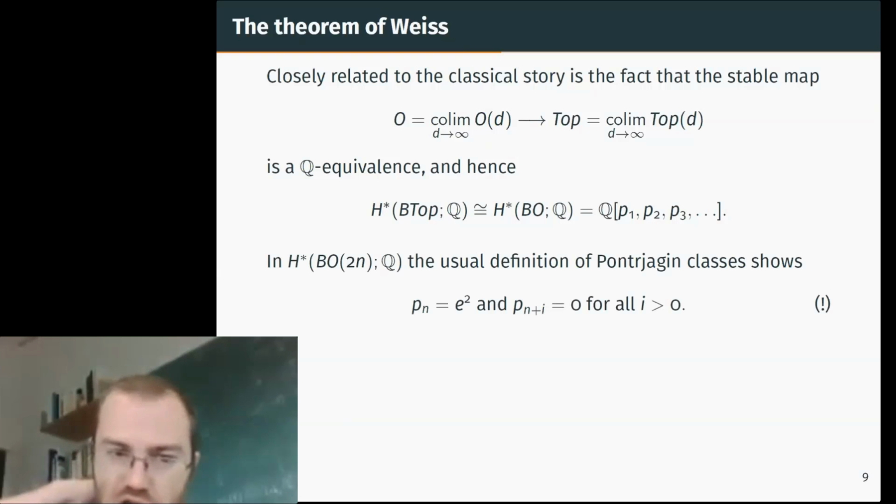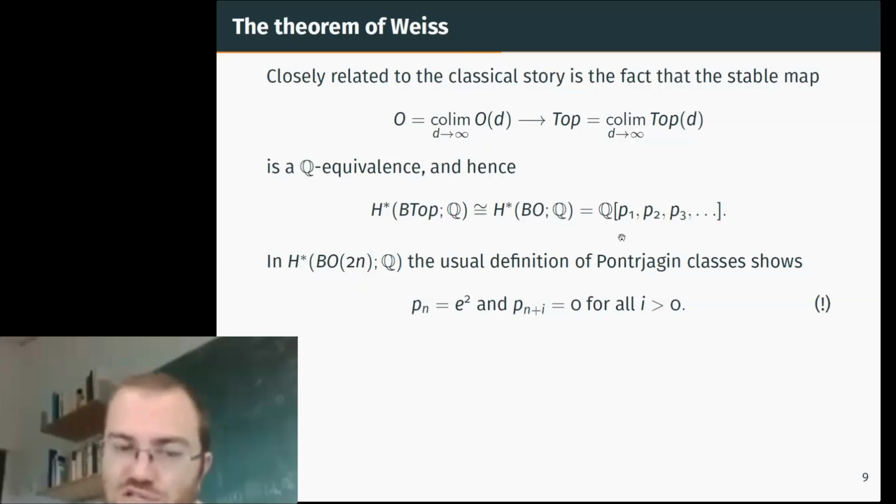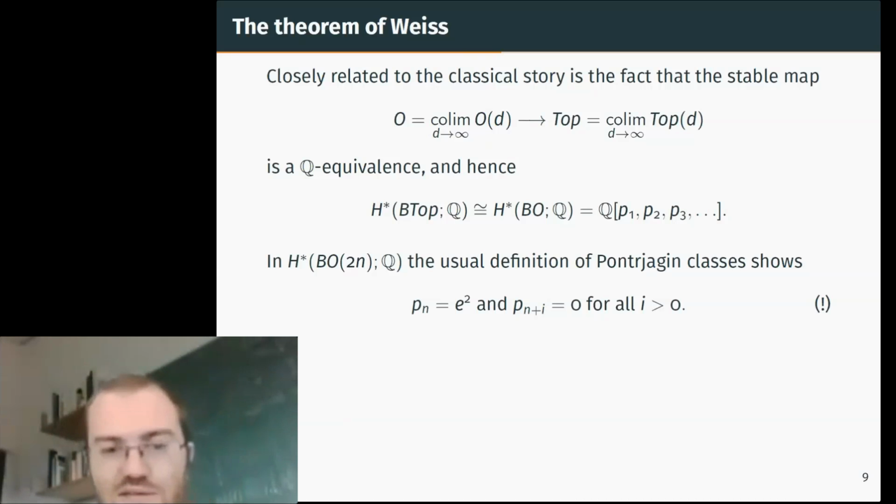Now, when you think about finite orthogonal groups, let me say with even index, so O2n, the usual definition of these Pontryagin classes, which is in terms of Chern classes of their complexifications, immediately shows two things. It shows that the nth Pontryagin class, where the n is the same as the n in 2n, is the square of the so-called Euler class, and the classes above n are all 0. That's the easy consequence just from the definition of Pontryagin classes.